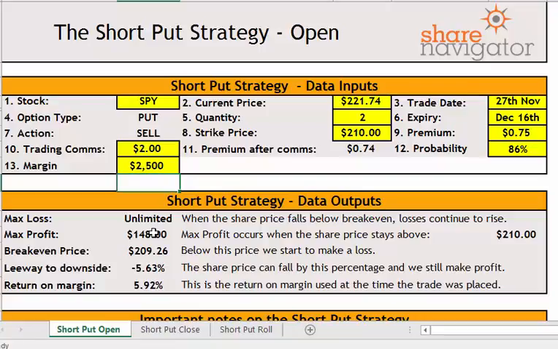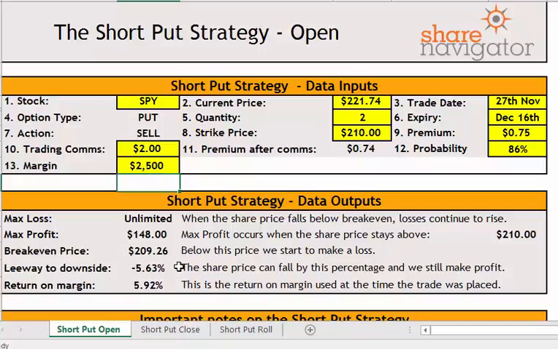Our max profit is entirely limited to the credit we've received multiplied by the number of contracts that we've done. The max profit on this particular trade is $148, and that occurs when the share price stays over the strike price, which is $210. The break-even price is 209.26, so anything above 209.26 gives us some sort of a profit. And that's equal to simply the strike price minus the net premium you've taken in. The next column we have here is our leeway to the downside.